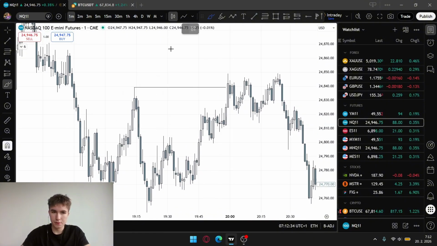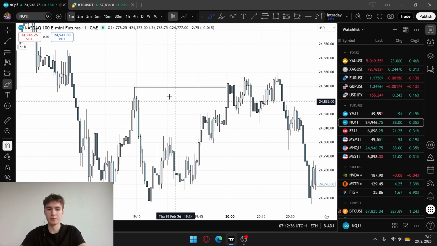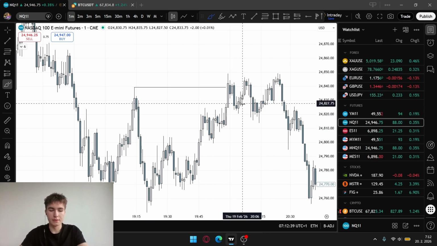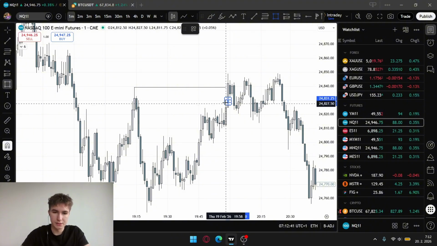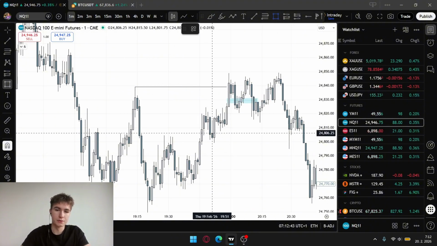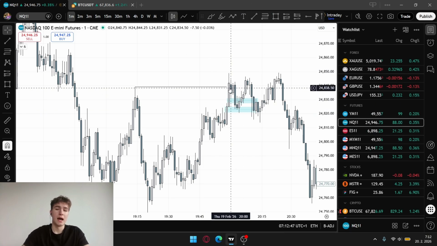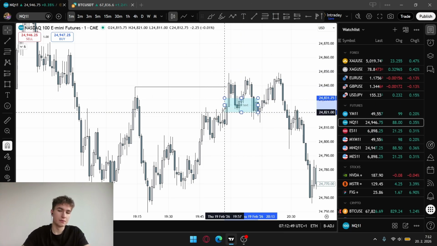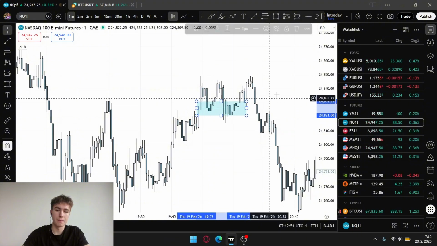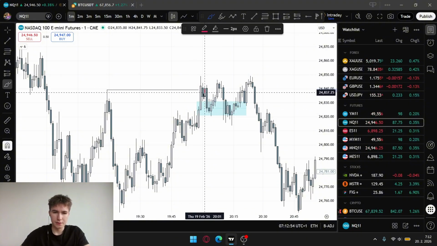So here's an example. We swept buy side liquidity. The latest fair value gap was this, but under that was another bullish fair value gap. And when we have two fair value gaps, I usually just combine them into one and treat it as one fair value gap.